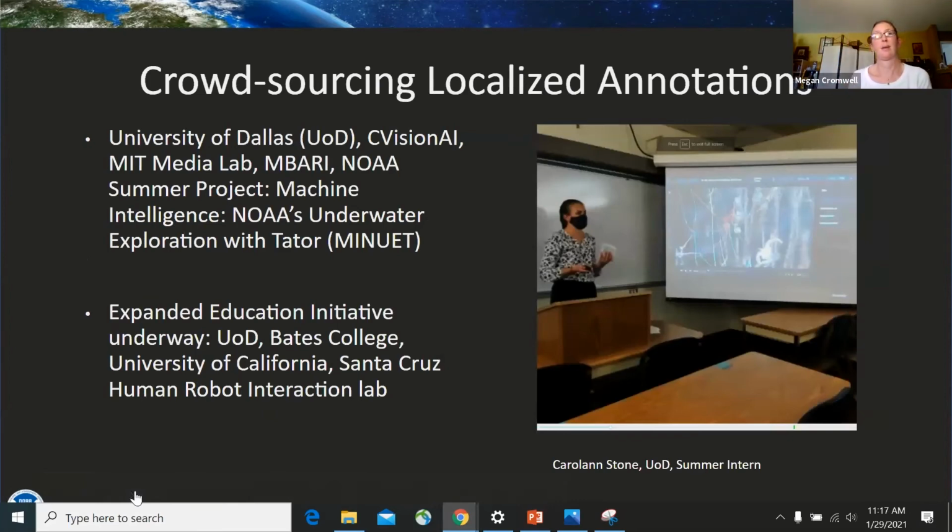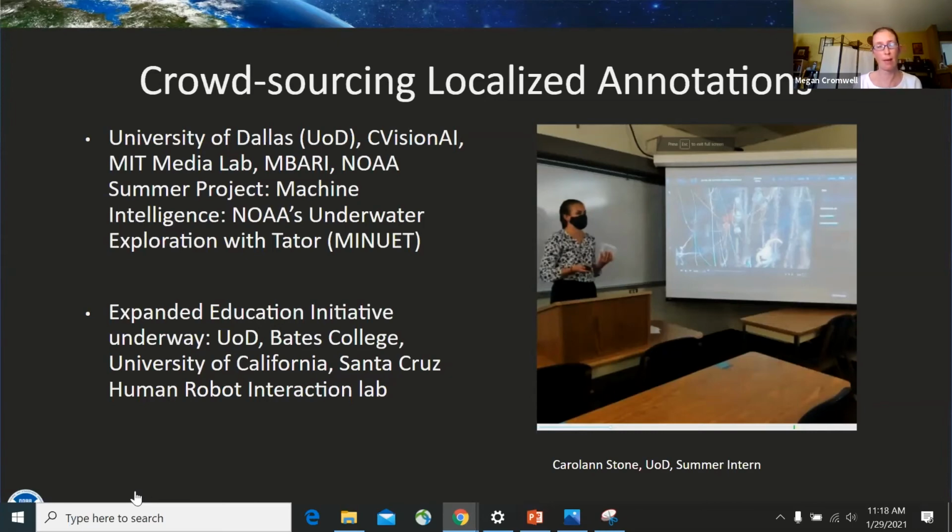So what came next? We're starting to have the tools that we need to start solving these video data management solutions. But again, that bottleneck is the localized data. For the Okeanos, we have the expert time-stamped annotations, but we don't have the boxes. So we teamed up with University of Dallas, CVision AI, the MIT Media Lab, MBARI, and NOAA's OER, and there was a big summer project called MINUTE, Machine Intelligence, and the students came up with this. It was great. They took the expert annotations, localized them, and then performed their analysis for their summer project, whether it be biodiversity, or some people studying just one specific thing. It went really well.